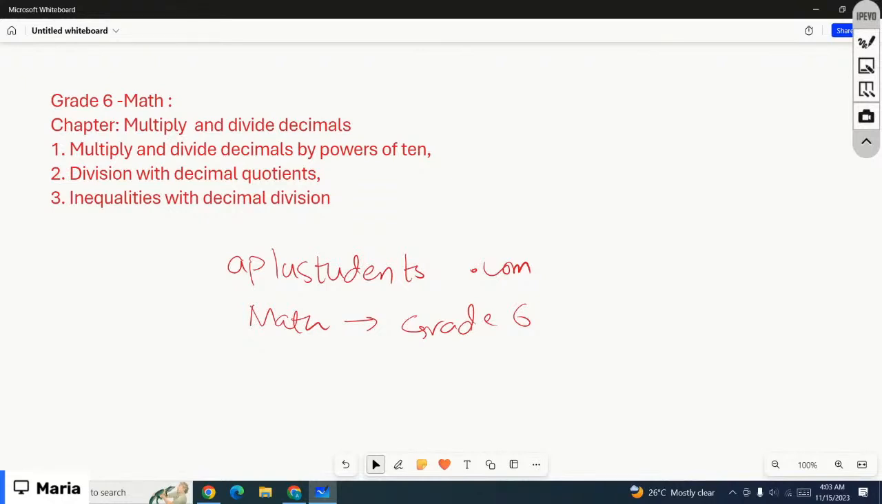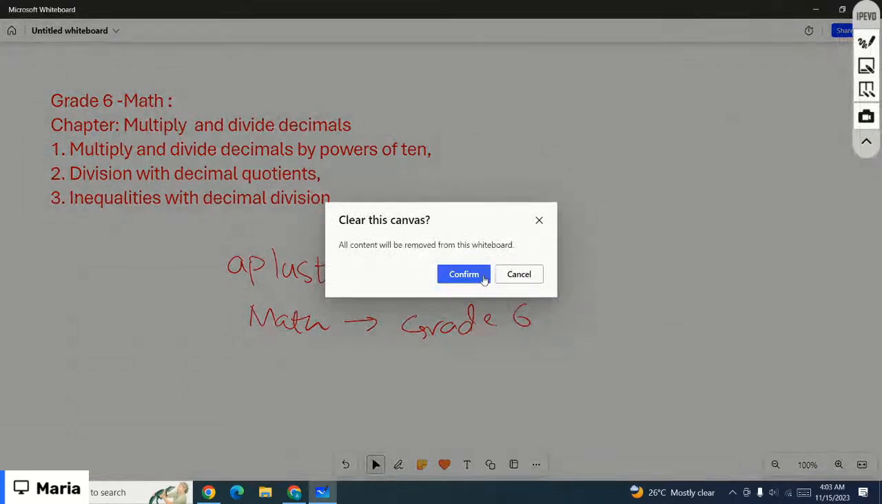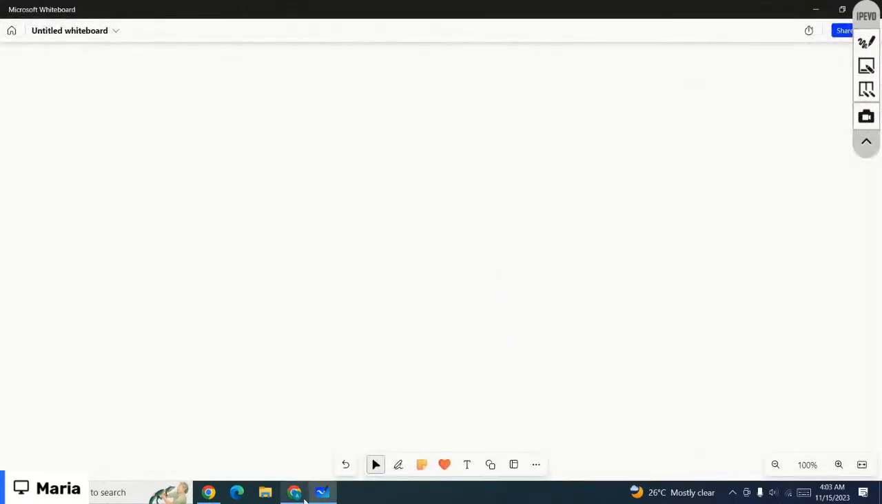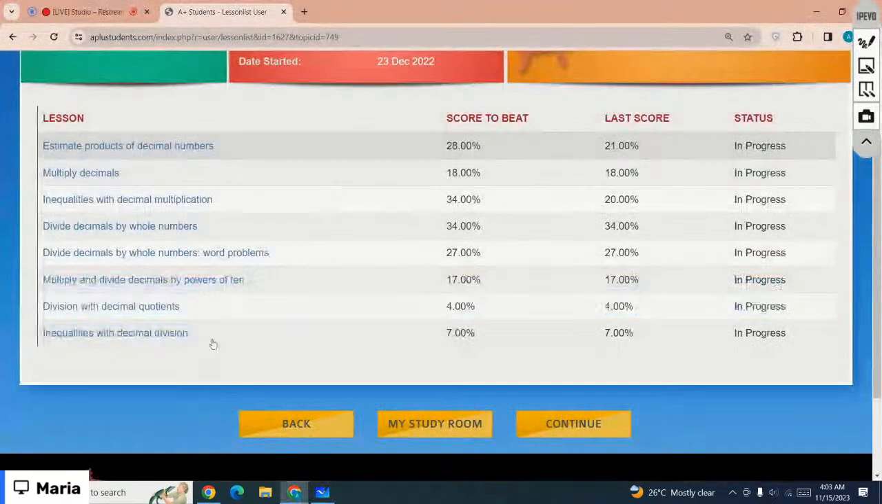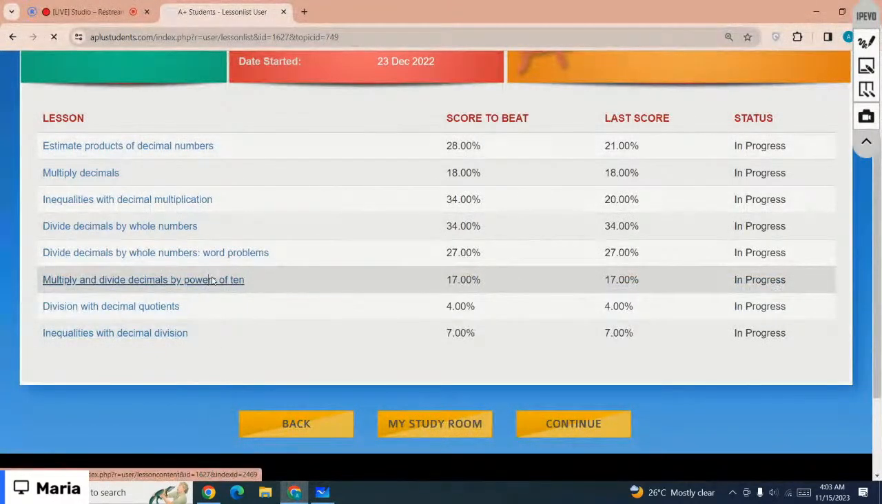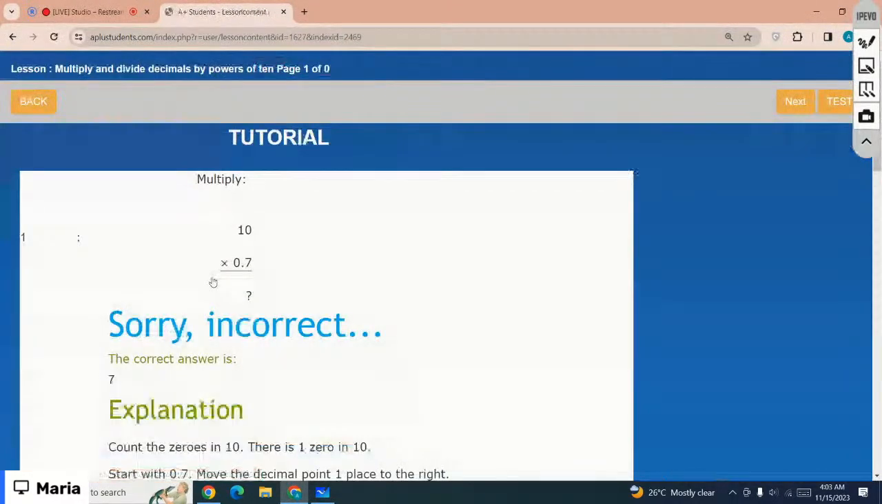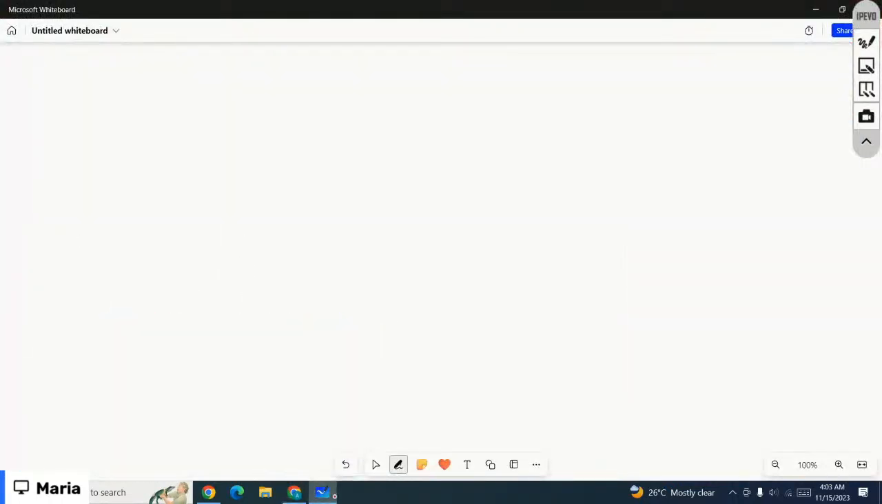So we've already started the chapter, we're already working on the lesson that is multiply and divide decimals. So we're going to learn what you have to do if you're going to multiply with the power of 10 and what you have to do if you're going to divide with the power of 10, right? So if you are going to multiply with the power of 10, for example, you have to do 0.7 times 10, right? You have only one zero here.